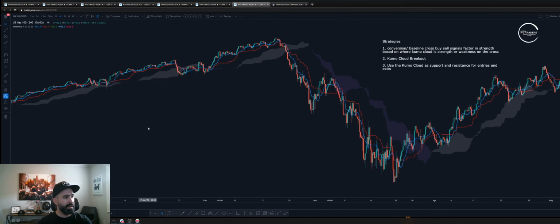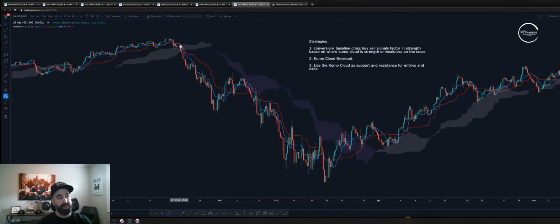So you can see here, we have a conversion and baseline cross. The conversion line crossed below the baseline. This is similar to using a moving average cross, an 8 exponential crossing the 12 exponential, or the 4 crossing the 8. People like to use exponential moving average crosses. This is the same thing with the Kumo cloud. You're using the conversion and the baseline as a cross. Now, when you see this cross happen, the blue line crossing below the red line, that is a sell signal. This is a bearish sign.